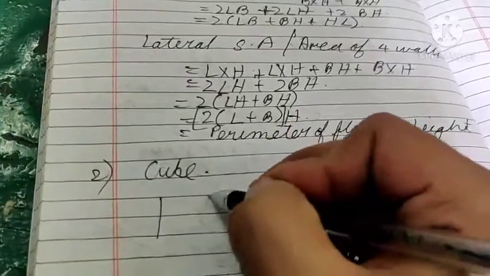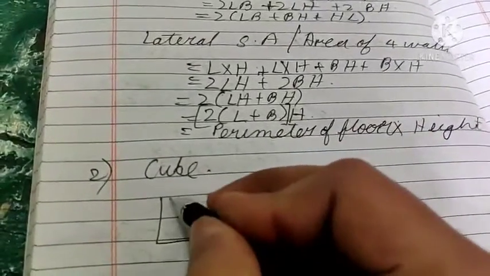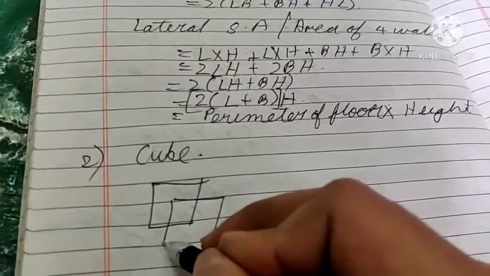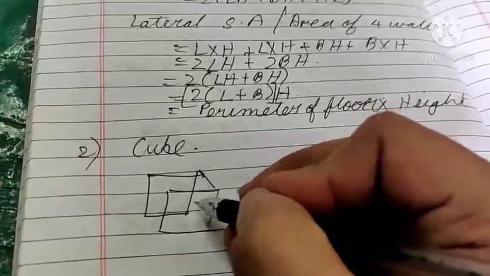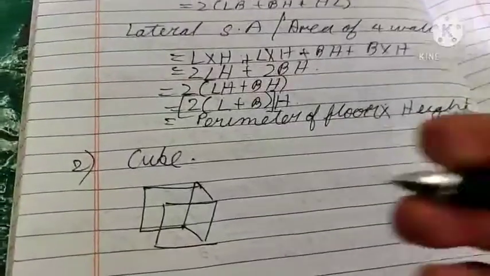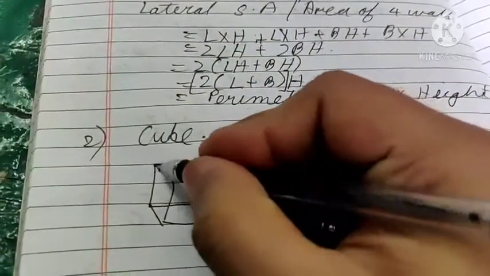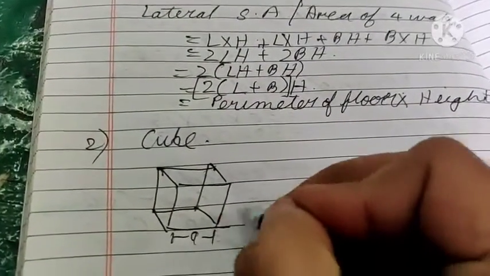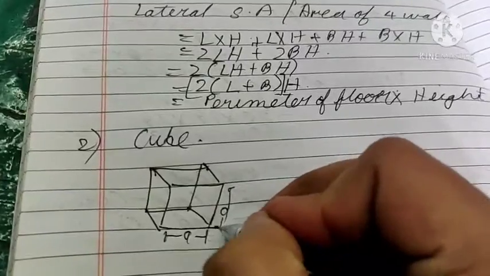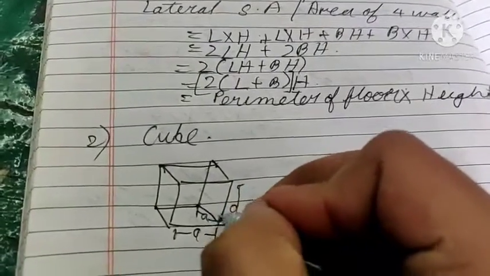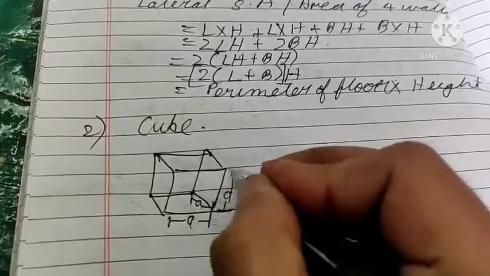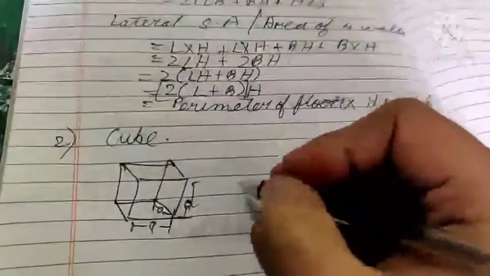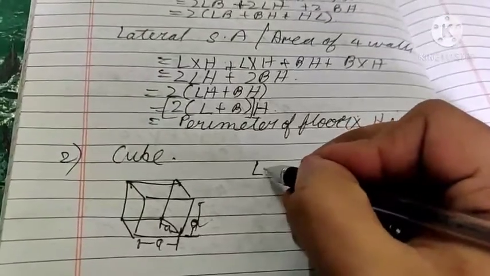Cube is formed by squares, means its length, breadth and height are all equal to each other, we can say all equal to A. Okay, all are equal to A. Means its length is also A, its breadth is also A, its height is also A. This is length, this is breadth and this is height, all are A.